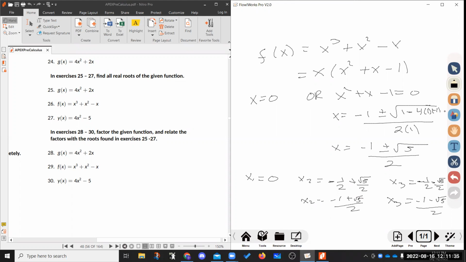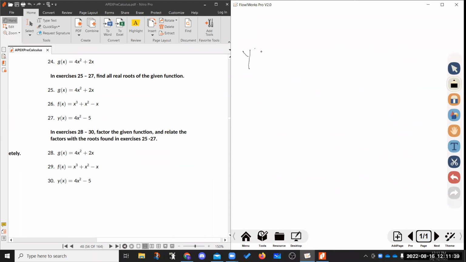In 26. 27 says y of x is equal to 4x squared minus 5. We're going to set that equal to 0. And I'm just going to go ahead and factor this with a difference of squares. This is going to be 2x plus root 5. This is going to be 2x minus root 5. Root 5 squared is the only thing that gives me 5. So I'm going to set each factor equal to 0.